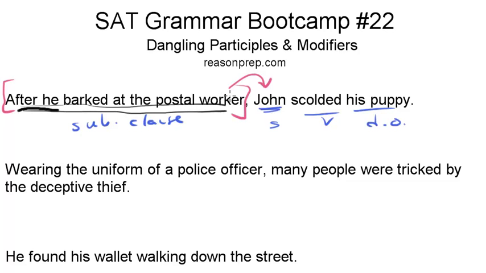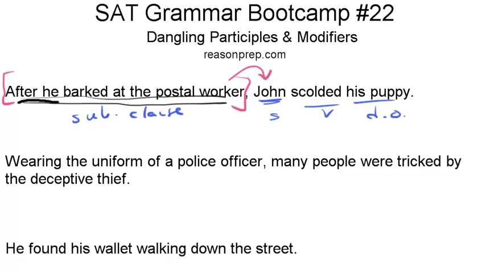We'd have to change the sentence to something like, after he barked at the postal worker, the puppy was scolded by John, or maybe put the puppy in the subordinate clause. After his puppy barked at the postal worker, John scolded him, or something like that. Though that might be a little ambiguous there, because then the him is that the postal worker or the puppy. But in any event, you see we have to revise this sentence somehow in order to make it clear that this modifier modifies the puppy, not John. Let's look at another one.